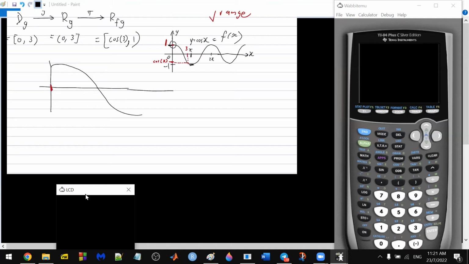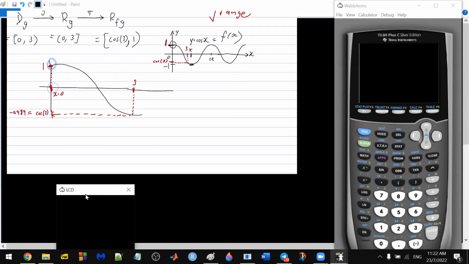When x equals 0, we look up on the graph and then we reach 1. But here we exclude 0, so it is an empty circle. Then we include x equal to 3. So here is 3. We go down to the graph and then we look at the corresponding y coordinate, which is our cosine of 3. This is approximately negative 0.989.